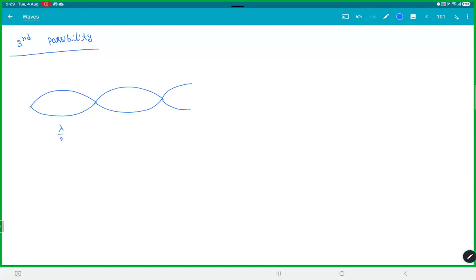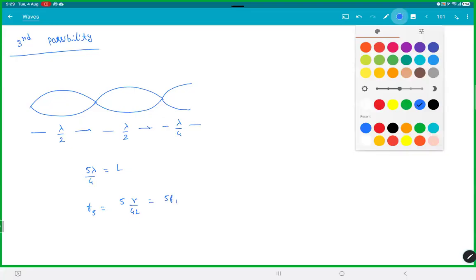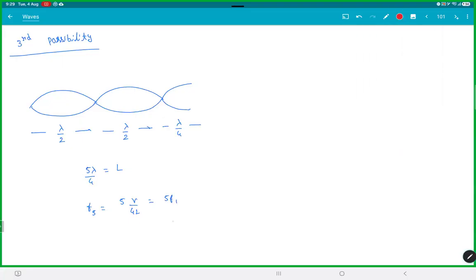So this would be lambda by 2, lambda by 2, and lambda by 4. So if you try to do this, we get 5 lambda by 4 is equal to L. This frequency will be F5, which is 5 times V by 4L, which is 5F1. This is the fifth harmonic, but the second overtone. This is the second frequency after the fundamental.